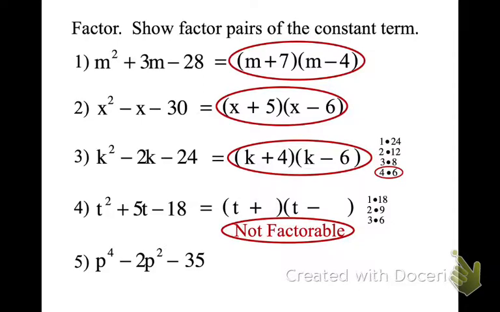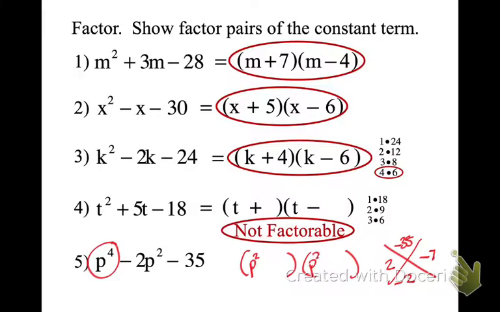And let's look at p to the 4th. So the difference here is that when you make your factor towers, you're still doing negative 35, negative 2. So negative 7, positive 2. But when you factor this, p to the 4th, what times itself? It would have to be p squared times p squared. Plus 2, minus 7.